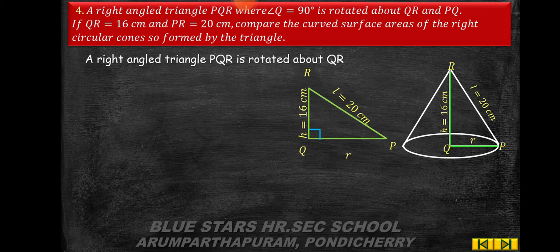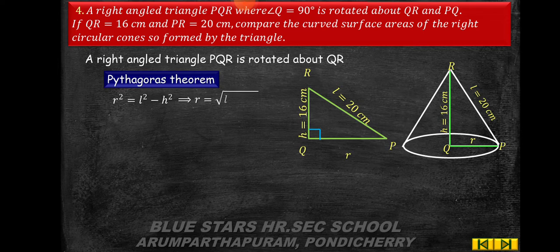So now you get a right circular cone RPQ of h is equal to 16 centimeter and slant height L is equal to 20 centimeter and r is the radius. So by using the Pythagoras theorem, r square is equal to L square minus h square, which implies r is equal to root of L square minus h square. You already know about Pythagoras theorem very well.